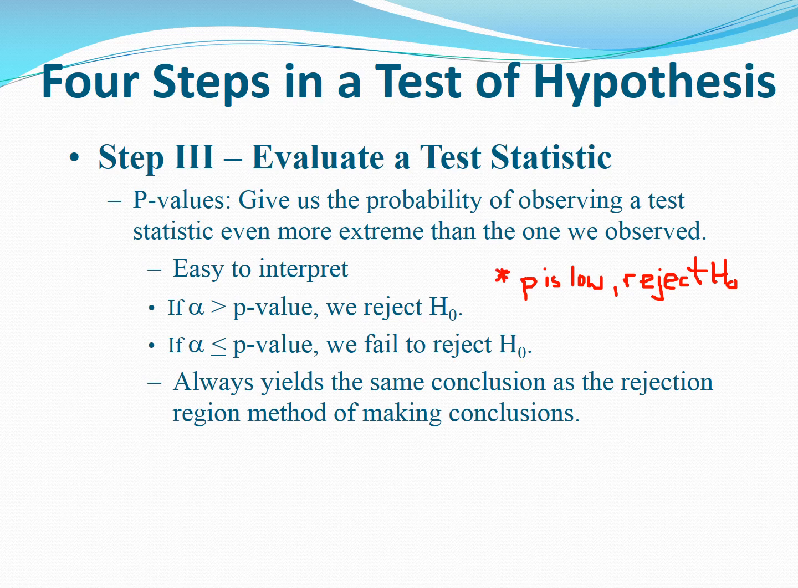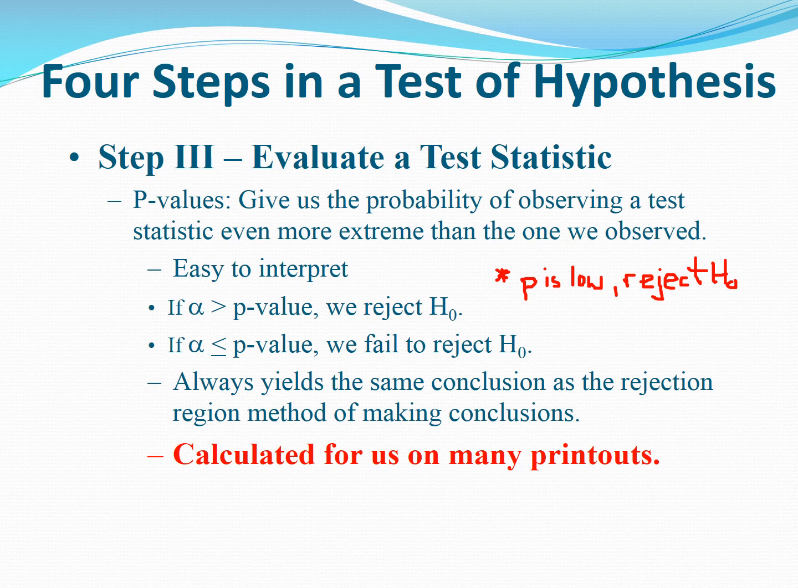I'm a big fan of p-values for more reasons than one, but one of the reasons I like the p-value approach is it always gives us the same conclusion as the rejection regions. The approach is irrelevant. I'm a fan of p-values. I mentioned it's easier, and I'm hopefully going to stress that point in just a second. But we're always going to get the same conclusion.